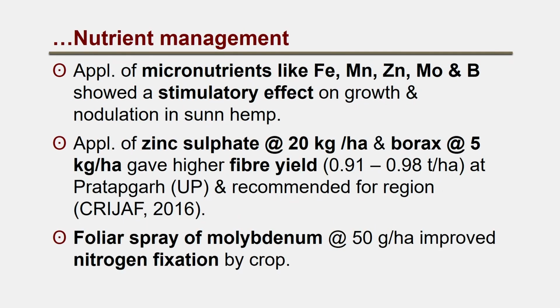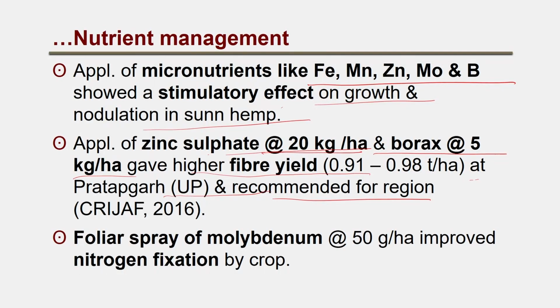Application of micronutrients like iron, manganese, zinc, molybdenum, boron, these are the symbols, showed a stimulatory effect on growth and nodulation in sannhemp. Application of zinc sulfate at the rate of 20 kg per hectare and borax at the rate of 5 kg per hectare gave a higher fiber yield of 0.91 to 0.98 tons per hectare at Pratapgarh, Uttar Pradesh, and is recommended for the region. So, now you see new deficiencies of nutrients are coming up, and in Uttar Pradesh, Pratapgarh, application of zinc and borax is also recommended for this crop.